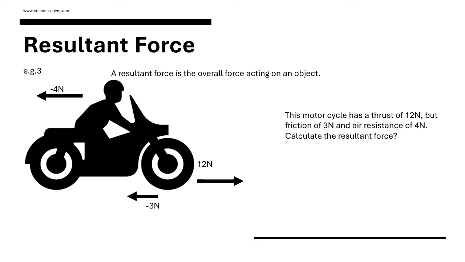So now when I add all these three values together, 12 plus minus 3 plus minus 4, that's like saying 12 minus 3 minus 4, and that gives me 5 newtons. Now again, the 5 is a positive value, so this tells me that the overall force is acting to the right.